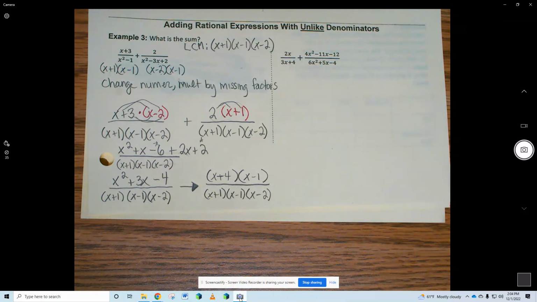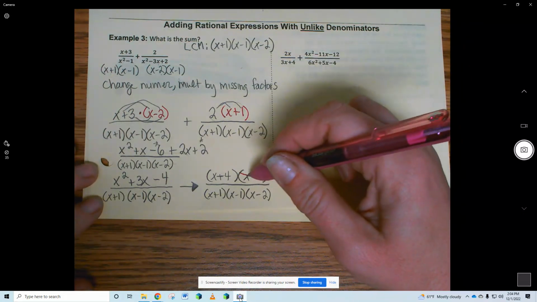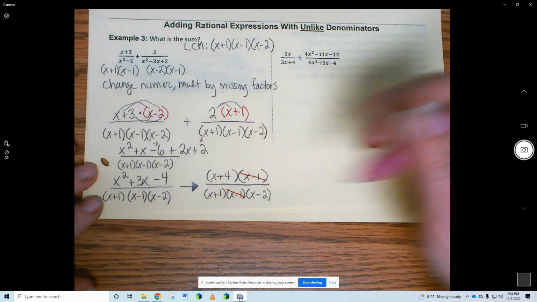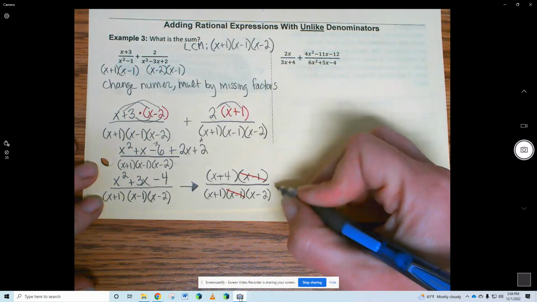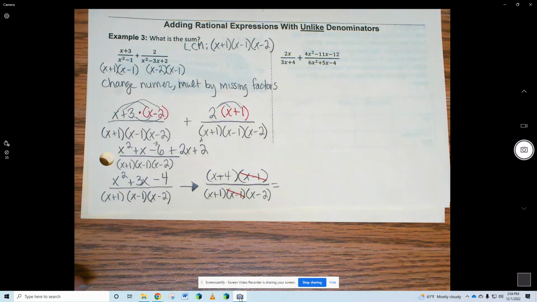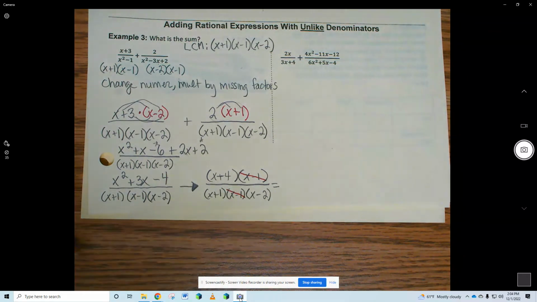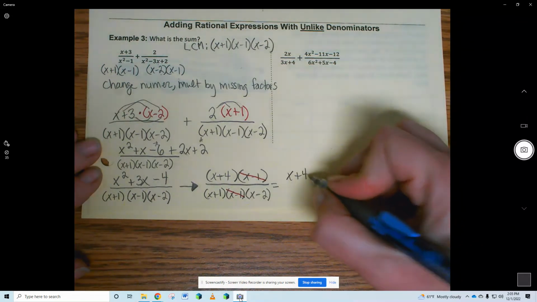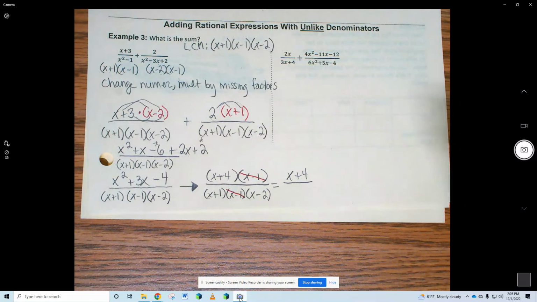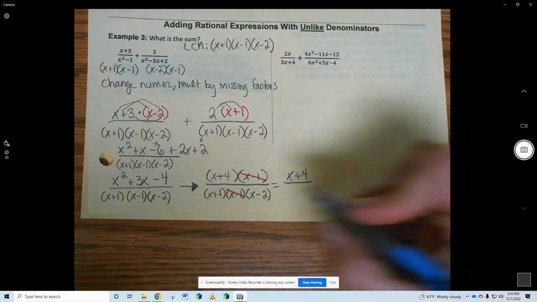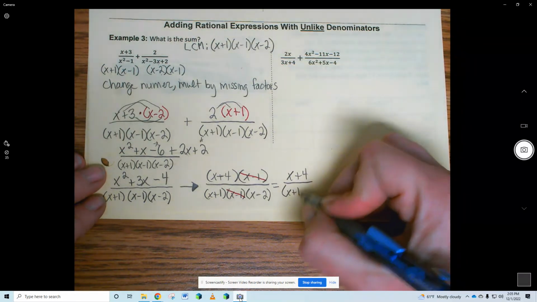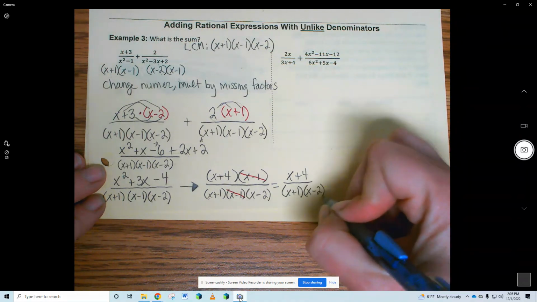Okay, I'm going to simplify what I can. Cross out what's the same in top and bottom. The same is this x minus 1. Final answer. I'm now ready to write my final answer. The only thing remaining is the x plus 4, over x plus 1, x minus 2.